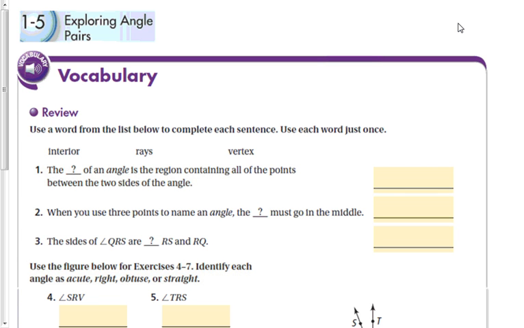Hey students, this is lesson 1-5, exploring angle pairs. We're going to learn how to identify special angle pairs and use their relationships to find angle measures. Go ahead and do this review of some parts of angles and types of angles.